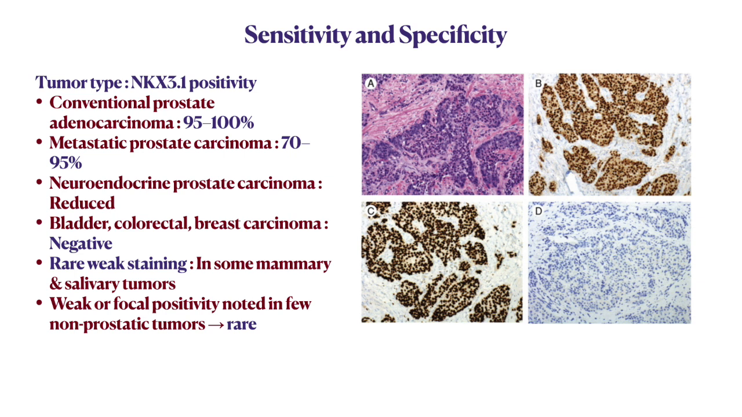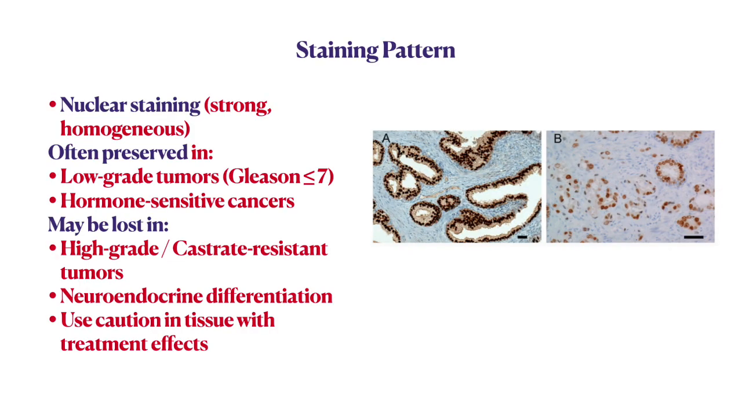It's very useful as it is negative in malignancies from adjacent organs like bladder, colorectum, and even in other organs such as breast malignancies. Weak staining may be seen in some types of mammary and salivary gland tumors. Weak or focal positivity is noted in very few non-prostatic tumors, and hence it's mainly used in identifying these metastatic tumors as prostatic origin. It's a nuclear marker and hence it can be used with very high sensitivity and specificity.